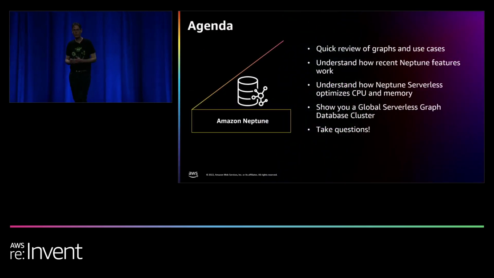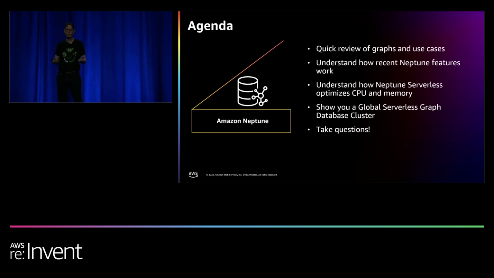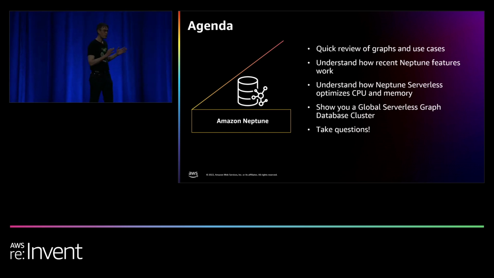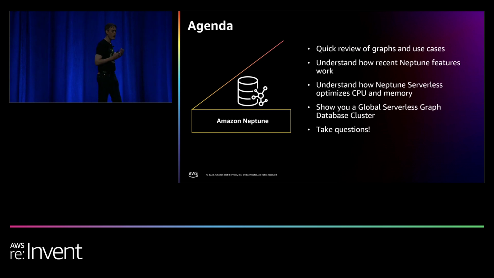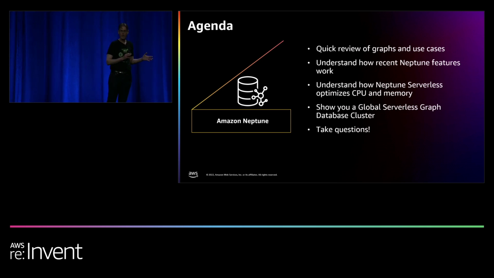So today, we're going to peek under the hood of Amazon Neptune. I'm going to start with a quick review about graphs and some of the use cases, go into how some of our most recent features operate, help you understand how Neptune Serverless optimizes CPU and memory for you, and then we're going to show you a global serverless graph database cluster. And if we have some time, we'll take some questions.